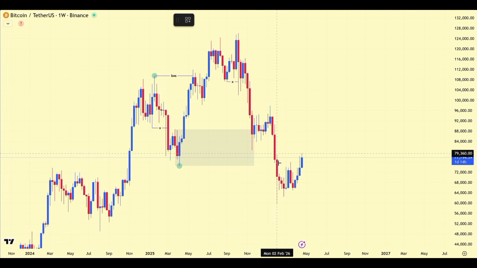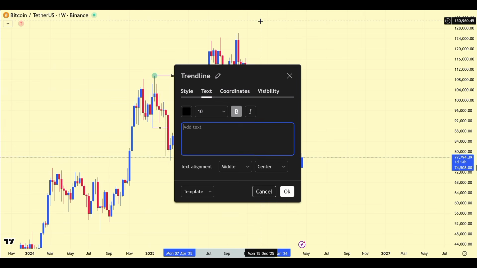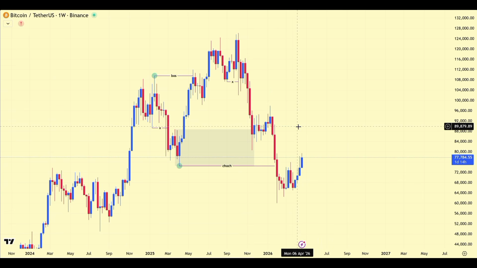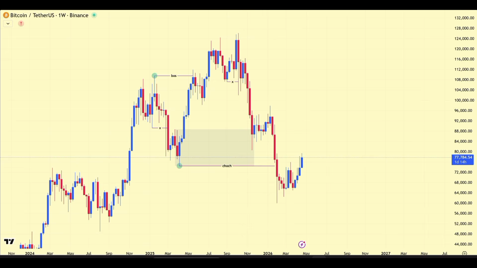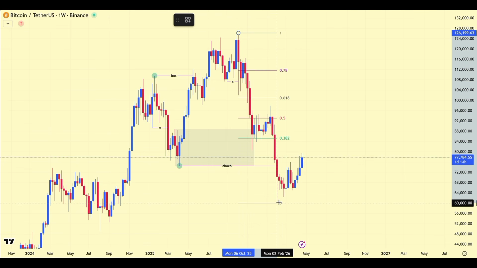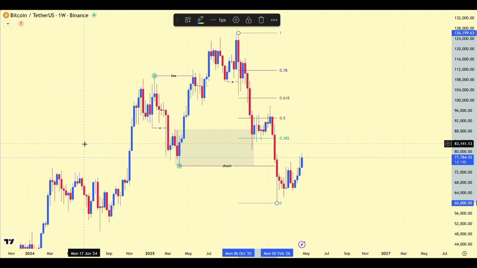Price gave the reaction, but as you can clearly see, eventually price made a break past the external low, and we know once that happens, the market bias has shifted to bearish. That is the change of character to the downside, and now our dealing range will be from this high all the way to that low.